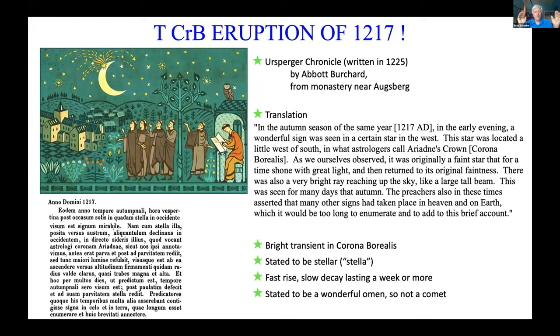In fact, Burchard, a little bit later, talking about other comets, connects those comets with appearances of famines, death of the emperor, and things like that, mass robberies. Comets are bad things. This transient is a wonderful, a mirabile sign in the sky. Burchard would never have used these words if that were a comet. So it's not a comet, and it can't be anything else. The only thing it could be is T CrB. So here we have an eyewitness account of an eruption around October of the year 1217 AD.